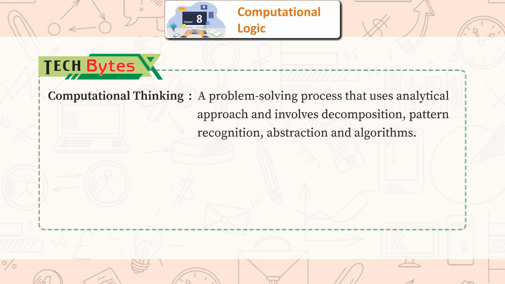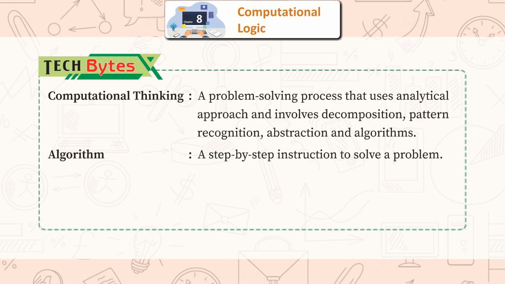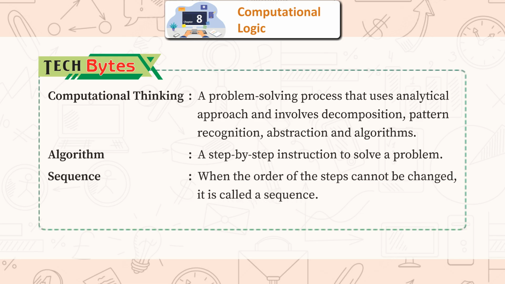TechBytes. Computational thinking: a problem-solving process that uses an analytical approach and involves decomposition, pattern recognition, abstraction, and algorithms. Algorithm: a step-by-step instruction to solve a problem. Sequence: when the order of the steps cannot be changed, it is called a sequence. Bugs: mistakes or errors in a program.